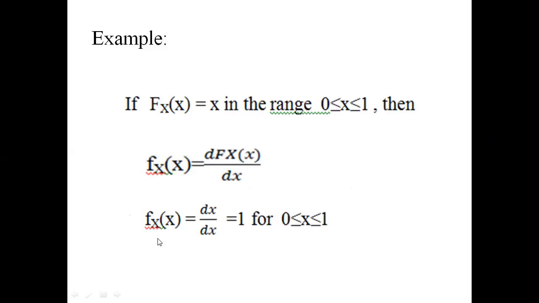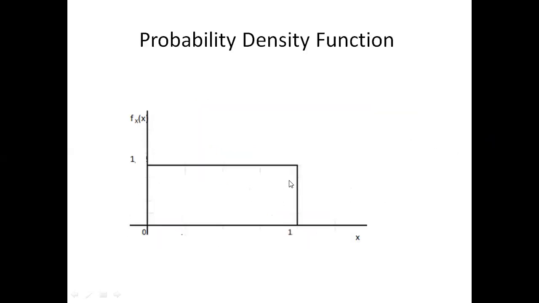What is the density function here? We get small f_X(x) equal to 1. One means that it will be a constant in the range 0 to 1. So the density function plot looks like this. Between 0 and 1, the density function is 1, a constant. In this way, we draw the plot for the probability density function. Okay, thank you.